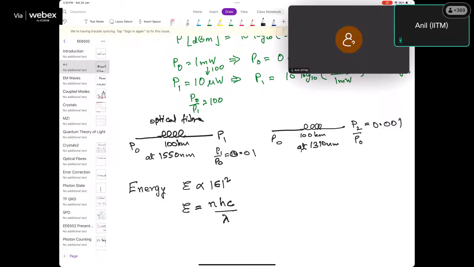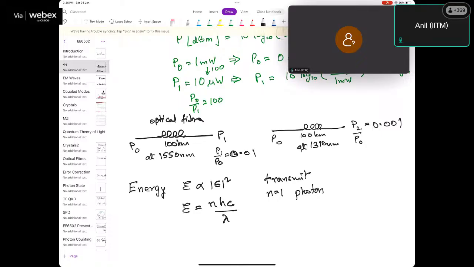So if I can send, if I transmit n equal to 1 photon down this optical fiber.